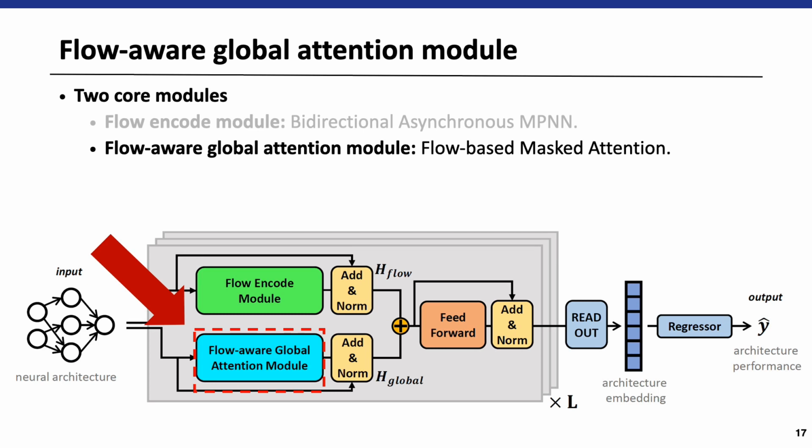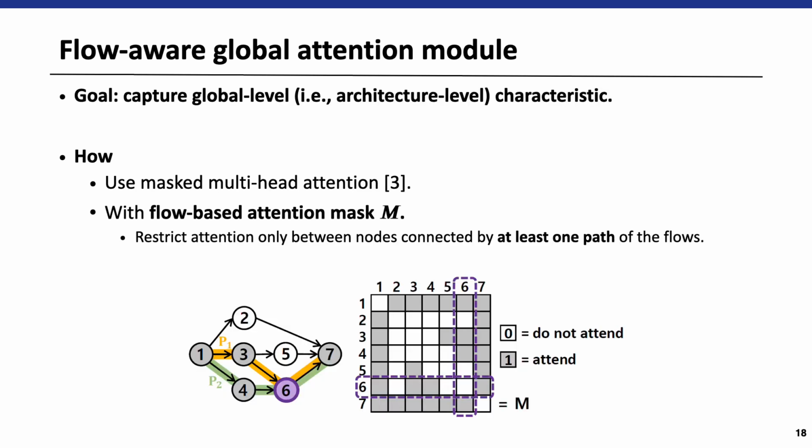The second key module is the Flow-Aware Global Attention Module. The objective of the Flow-Aware Global Attention Module is to capture global level characteristics of the neural architecture. To achieve this, the module employs a flow-based multi-head attention mechanism, which restricts the scope of attention to only those node pairs that are connected by a flow path.